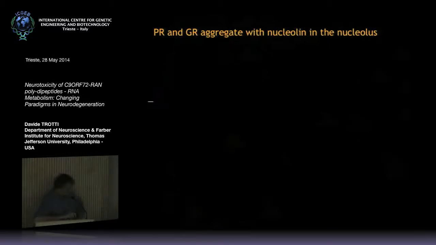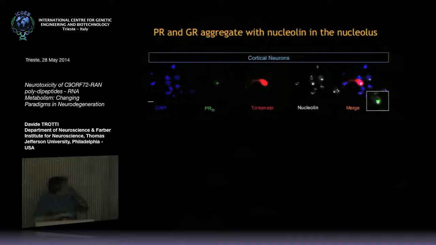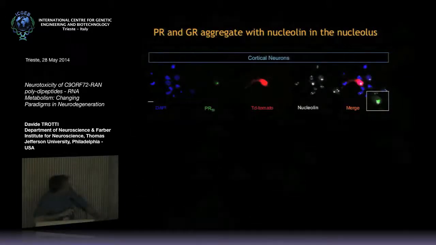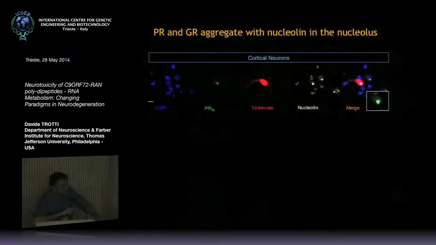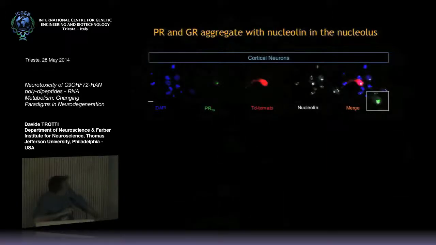So that was about toxicity, and now we try to dive into the possible mechanism. I showed you that PR and GR aggregate in the nucleus, but where in the nucleus? You can see it here, or probably you already read the title, that PR, and also GR, I'll show you the data in the next slide, PR aggregates in the nucleolus, together with nucleolin. This is to confirm the data that Stuart showed before. You can see here this TD tomato positive neuron with the PR aggregates, stained for nucleolin. You can see that the PR forms these huge aggregates right there.